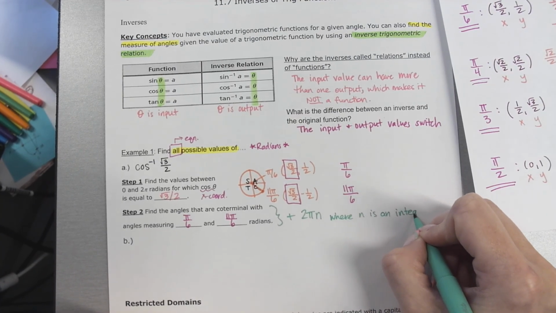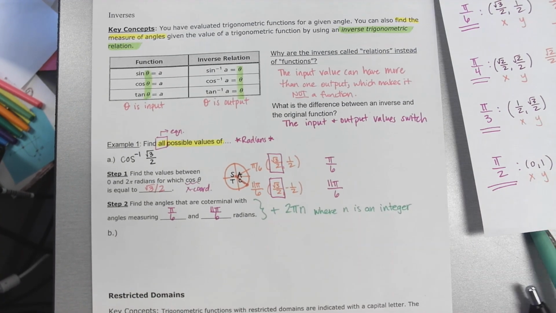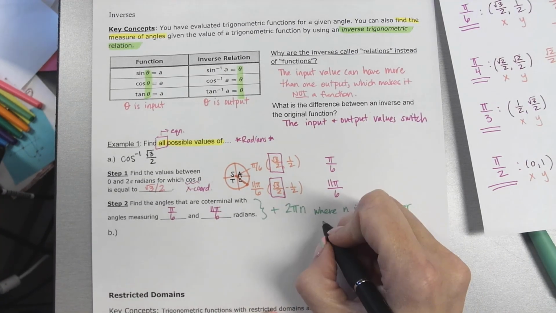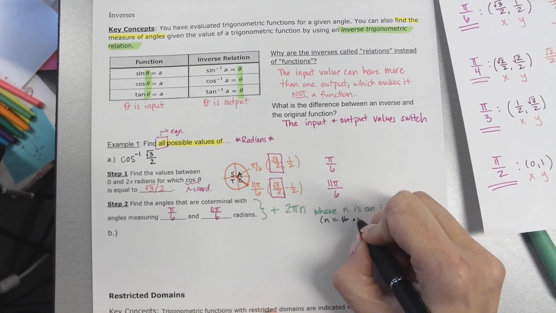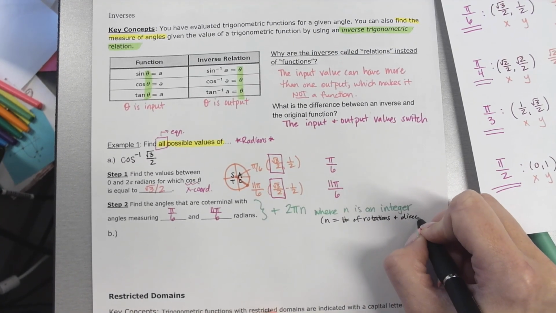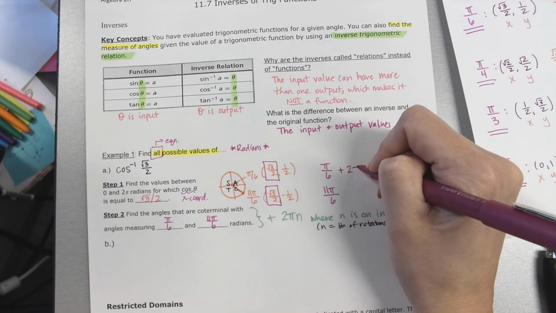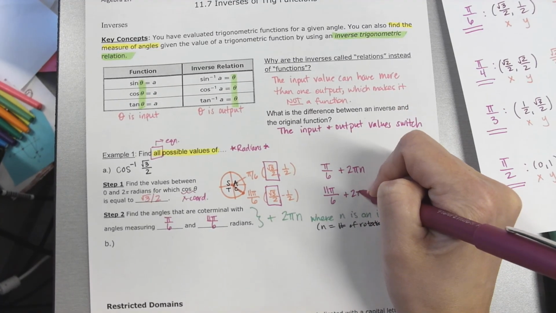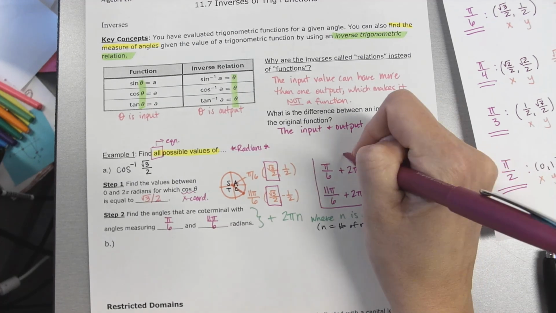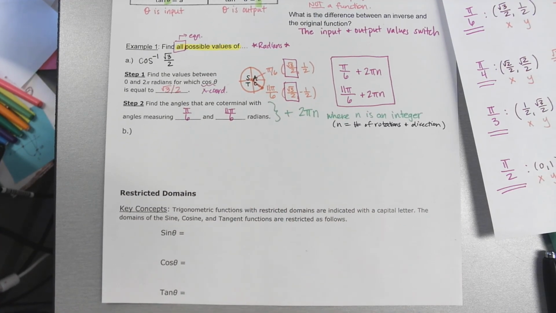So we write it as an equation, plus 2 pi n, where n is an integer, and n is the number of rotations and the direction. So all we do is we put plus 2 pi n, plus 2 pi n. Okay, so we have plus 2 pi n, plus 2 pi n.